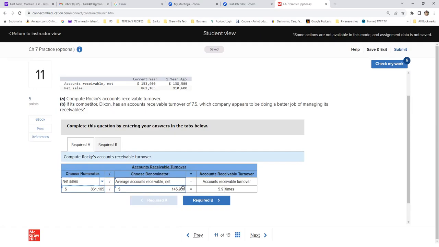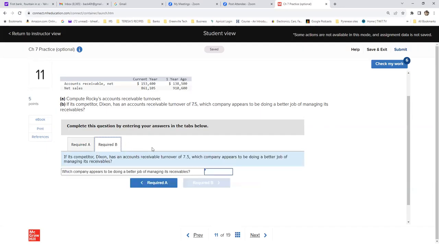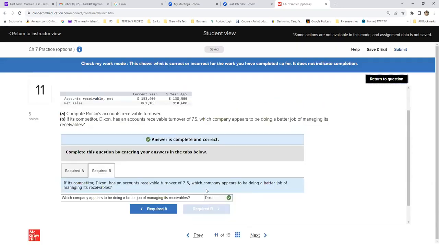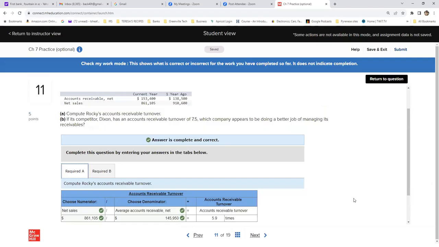Okay. Again, you don't want a low number here, because if you do, that means you're not collecting any money, just extending credit. Let's see, the next one is competitor Dixon has an accounts receivable turnover of 7.5. Obviously Dixon's doing better. And we're correct all the way through.